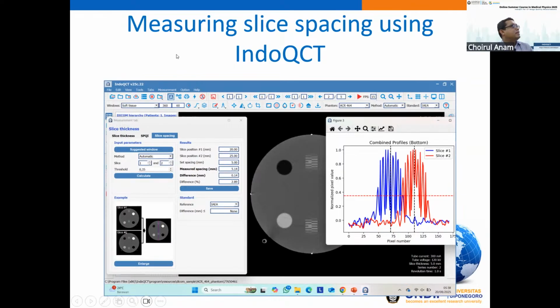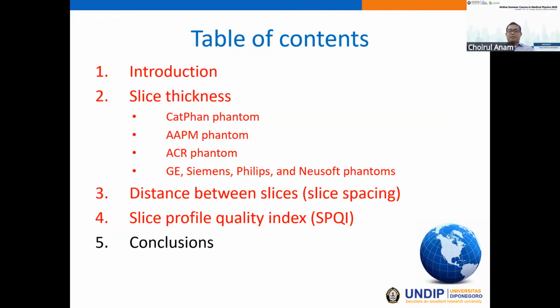So, as previously, this is the example of measuring the slice spacing using the RCR Phantom. We decide the slice number 1 and slice number 2. Because we have many objects, we have the profile like this. This one is the profile from slice number 1, and this one is the profile from slice number 2, and then we combine the profile, and then we detect the center of the profile from slice number 1, and we detect the center position from profile number 2, and then we measure the distance. This distance is the distance between slices.